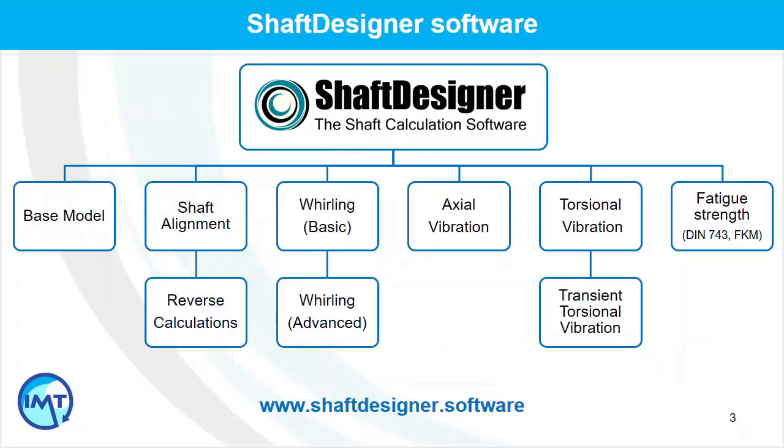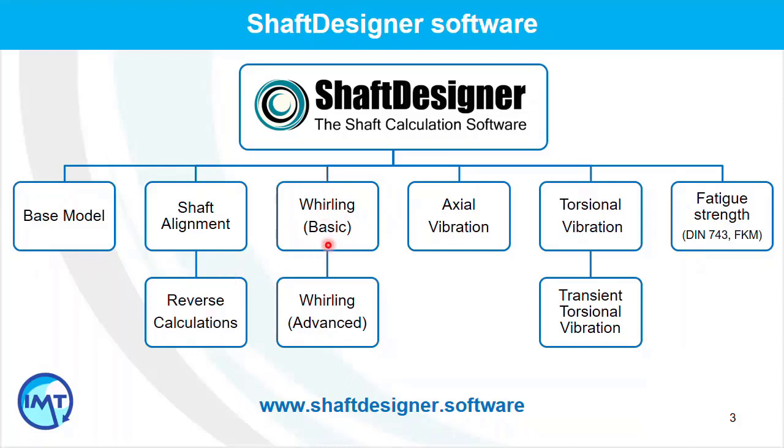It is based on the finite element method and uses a beam finite element as a basis for all calculations. On the screen you can see the general structure of the software. It consists of several modules. The first one is the base model. In this module you create a model of your shafting, and that is the source for all other calculation modules. Then shaft alignment, that has an additional part, reverse calculation, for performing the practical calculation on board of the ship.